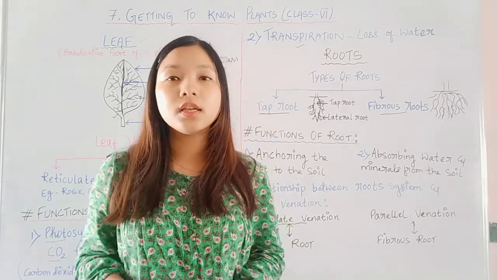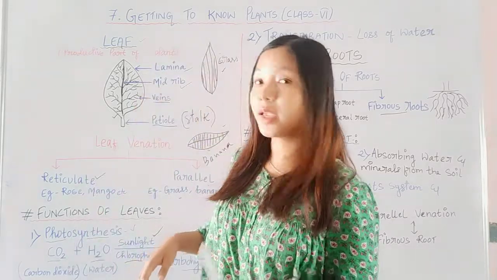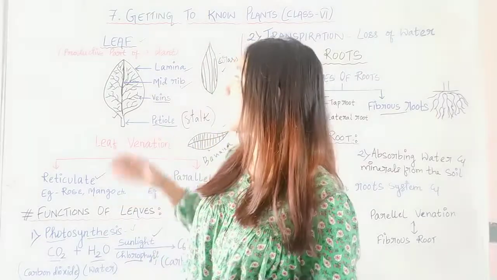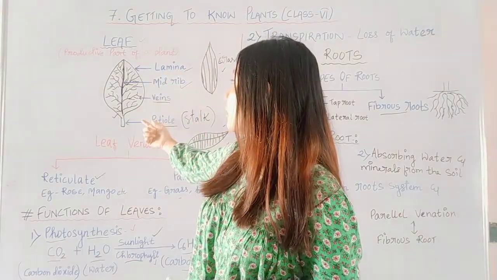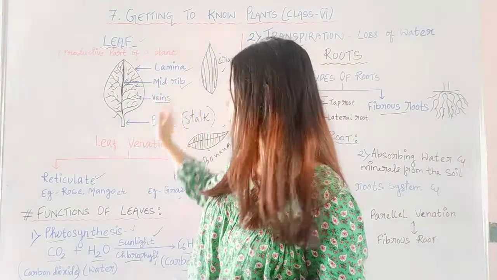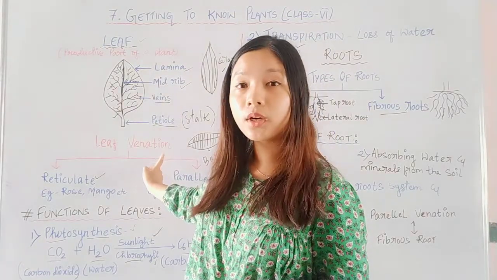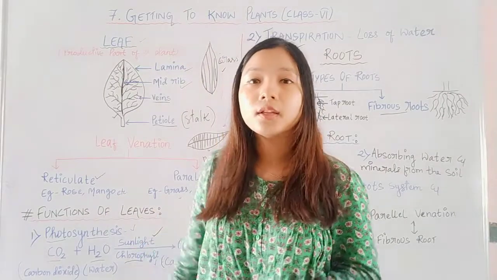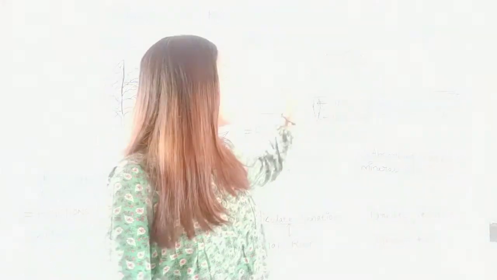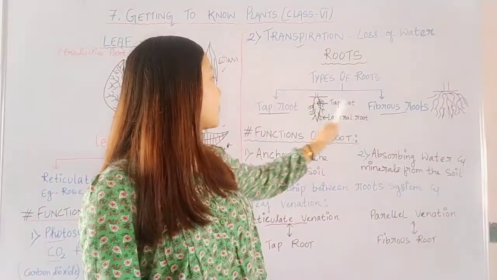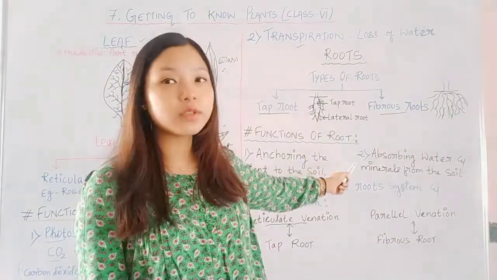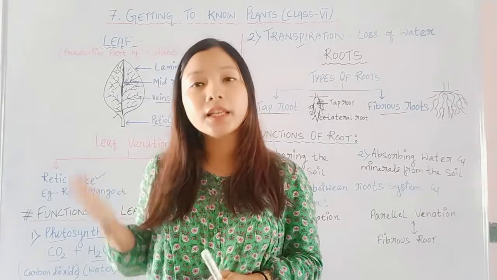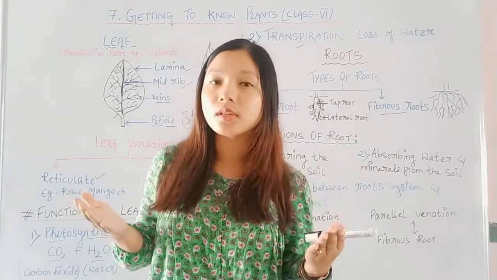So here we have covered mainly two topics, leaves and roots. We have discussed the parts of a leaf, then the types of leaf venation, functions of leaf, then we have seen roots, then types of roots, that is taproot and fibrous root, and two functions of the root. Then we have seen the relationship between the leaf venation and the root system of a plant.